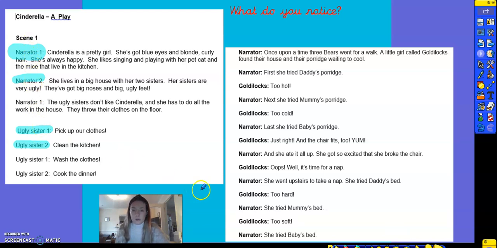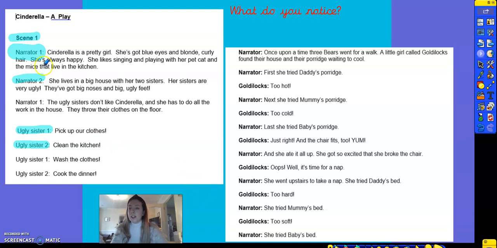So I'm going to read this play script to you now, and it's for Cinderella. So it says scene 1. So this is scene number 1, and they might change the scenes for what the backdrop looks like throughout the play.